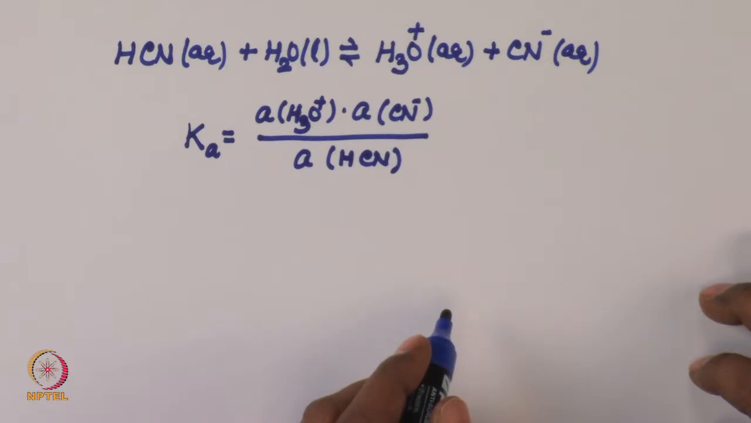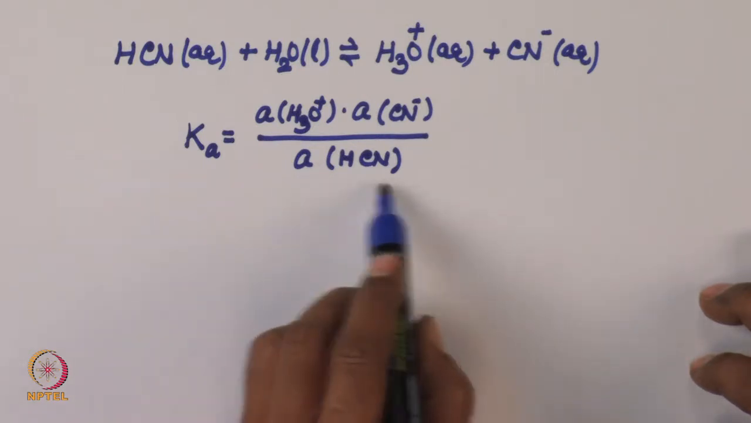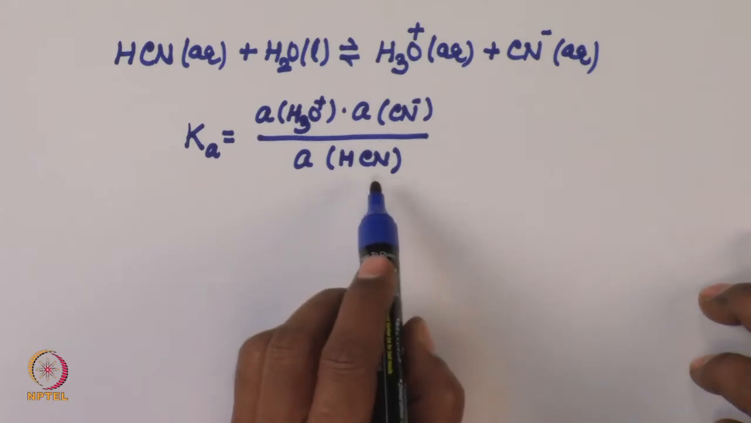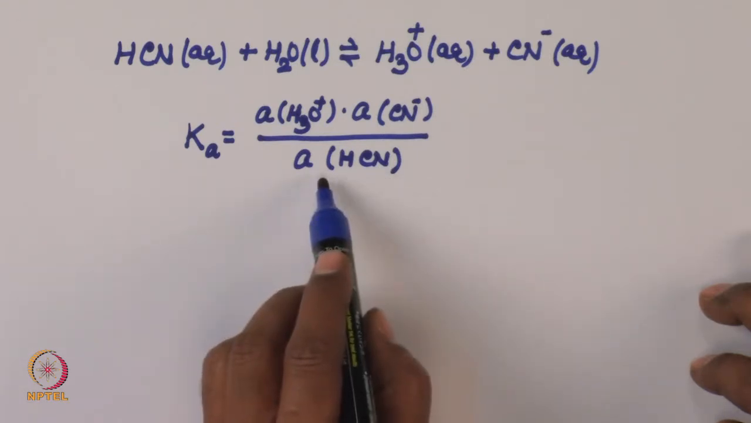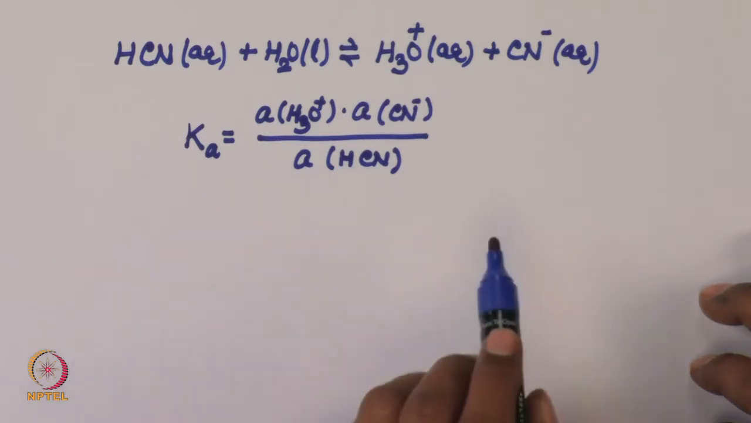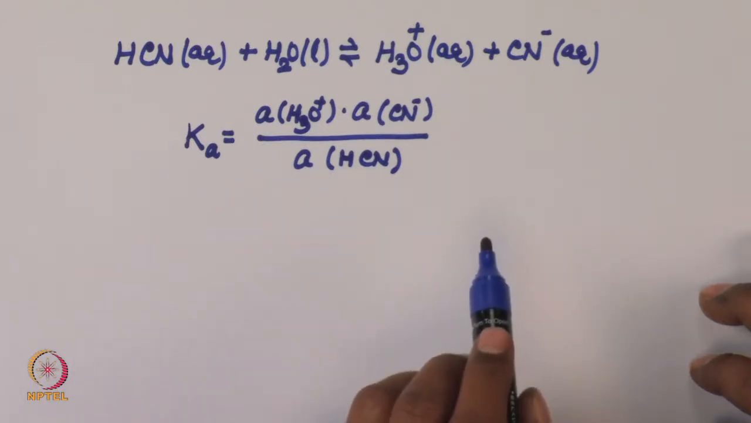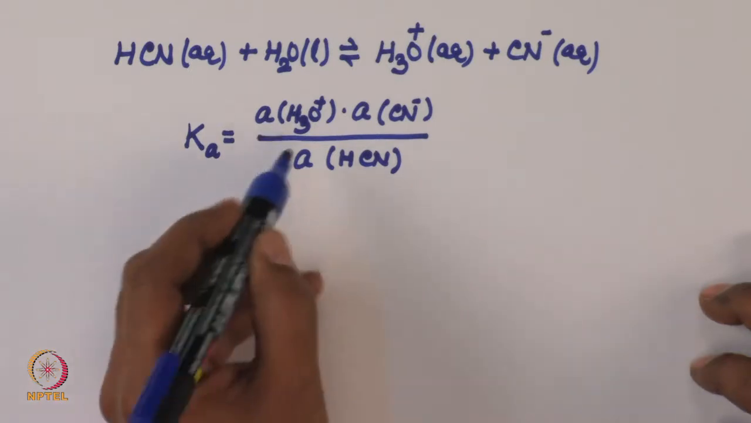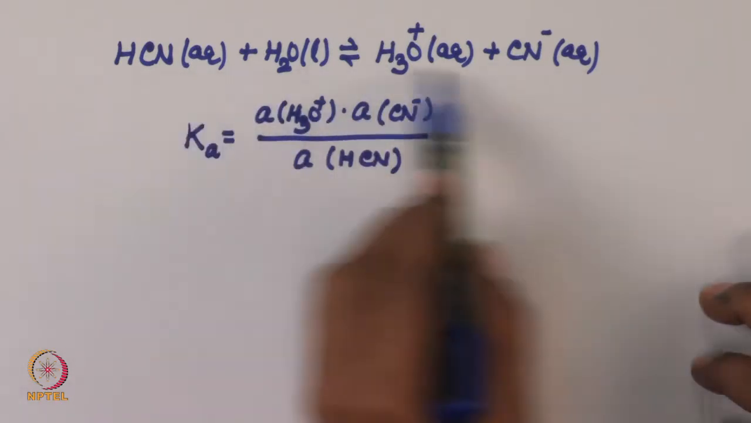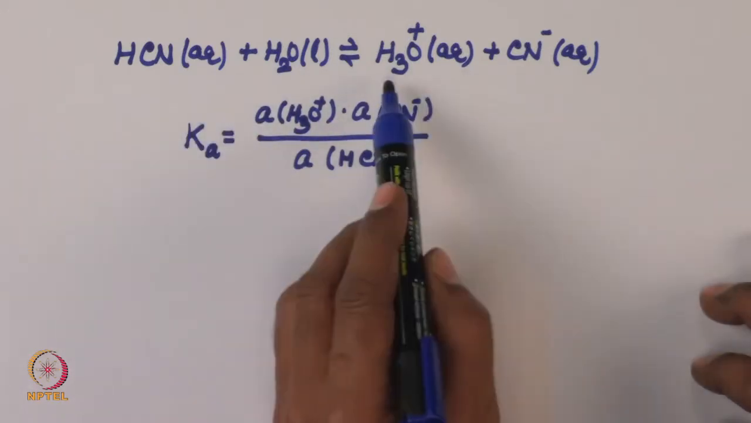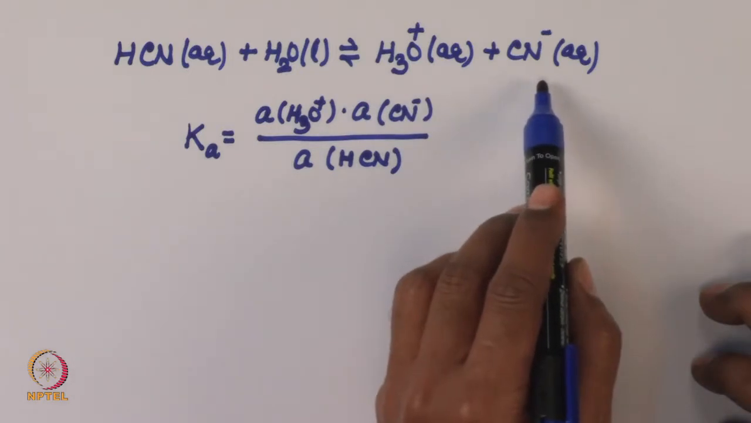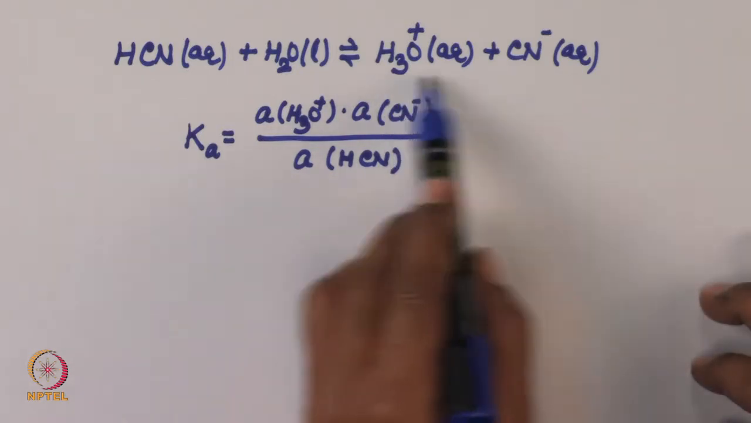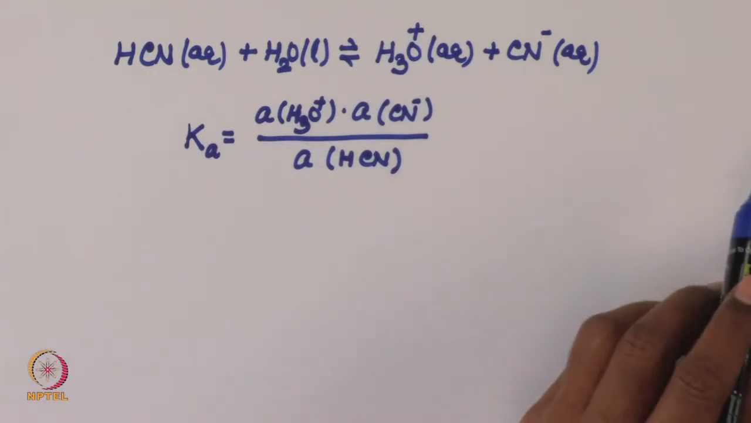We are given in the statement that the activity coefficient of HCN is close to 1. So, that allows me to replace this activity by the concentration. And if you look into this equation, the activity of H3O plus and the activity of CN minus we can assume to be the same, since it is 1:1 ionization over here.